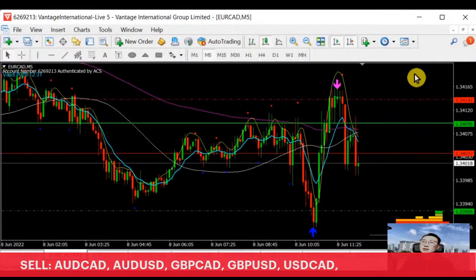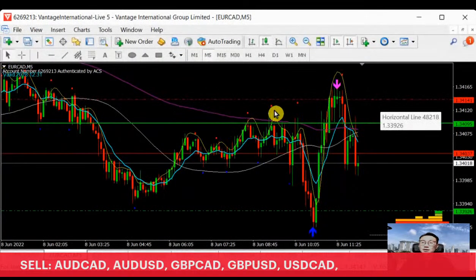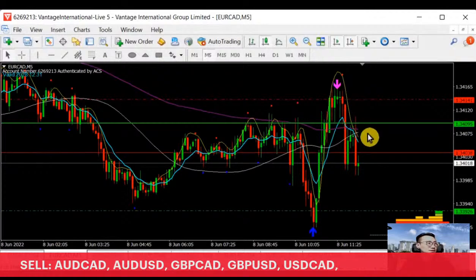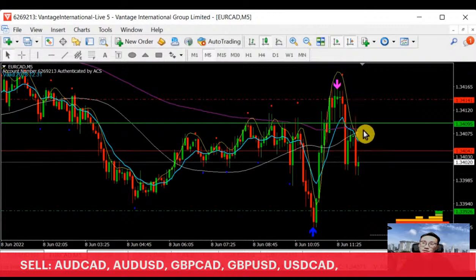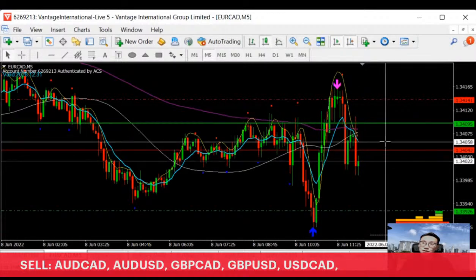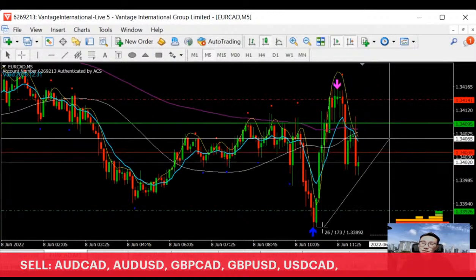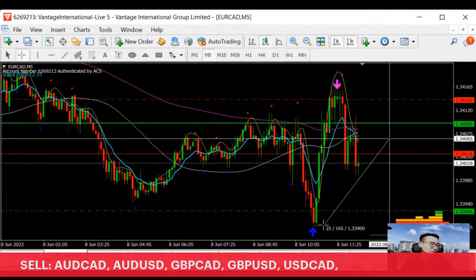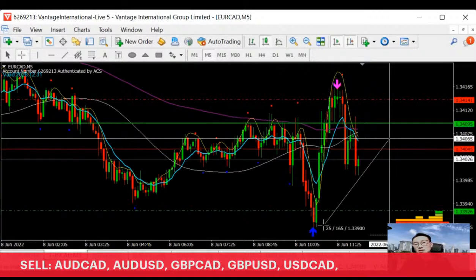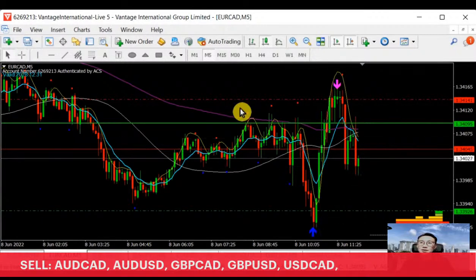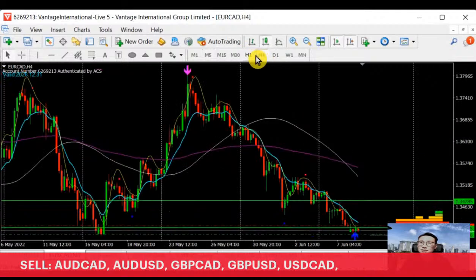So this part here, as we can see, we have a top here testing the resistance, coming down for a lower resistance. Here we have about 17 pips, around 17, so about 15 pips maybe.